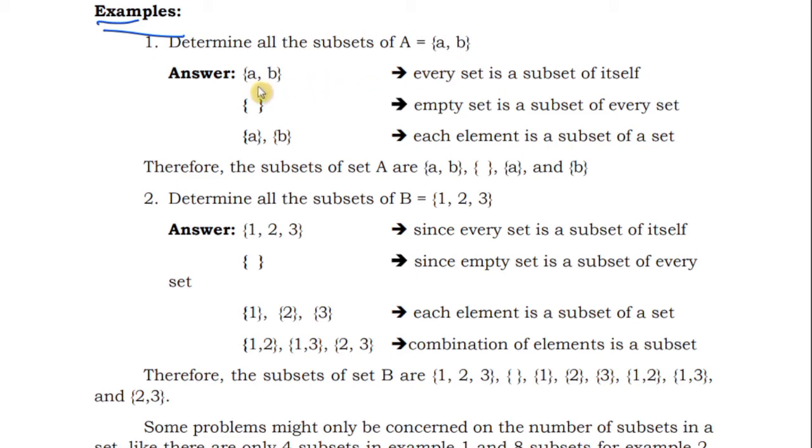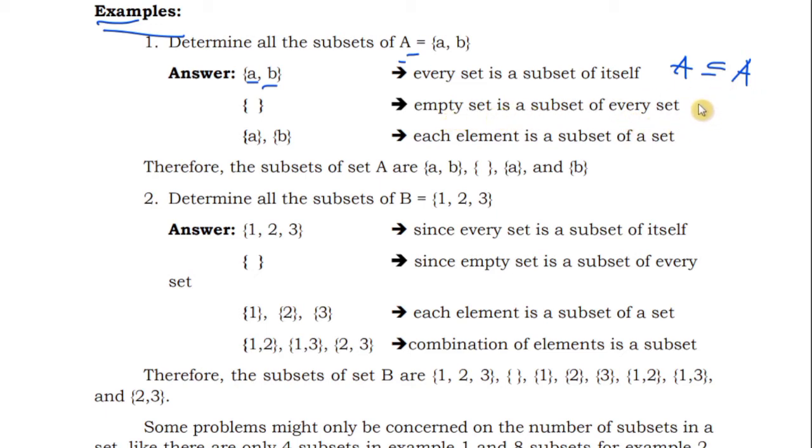So set A, B. A is a subset of itself. Take note of that, because this element is also found in set A, so that is why A is a subset of A. The empty set is a subset of every set.